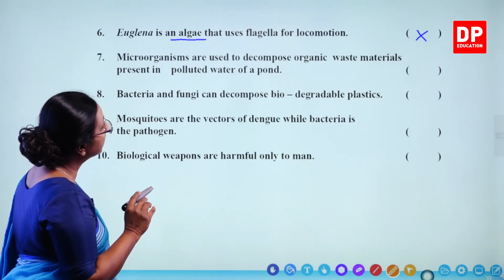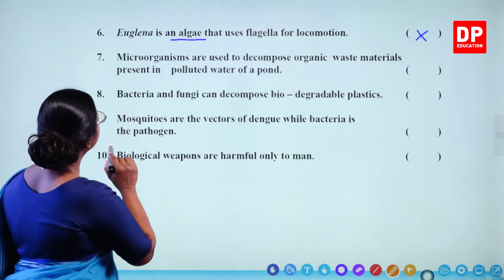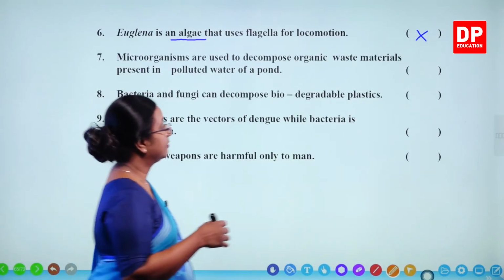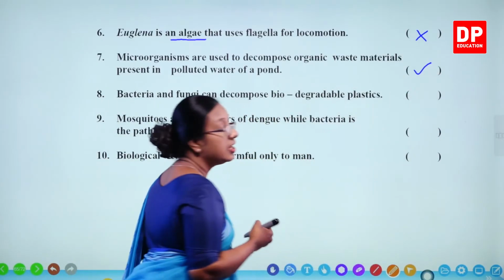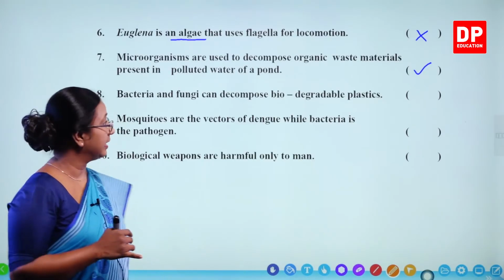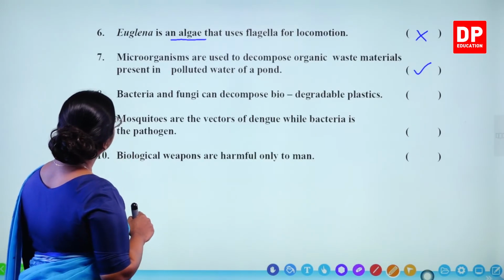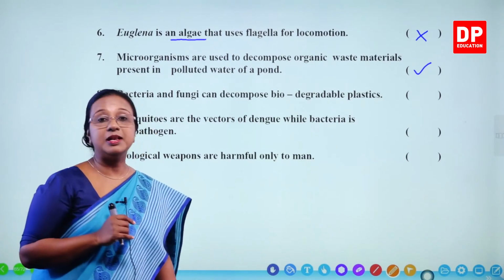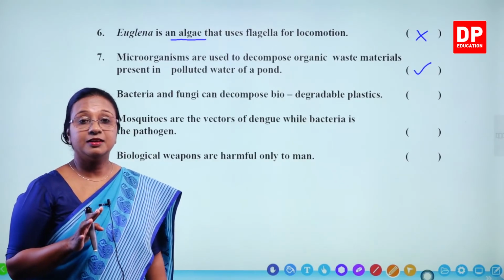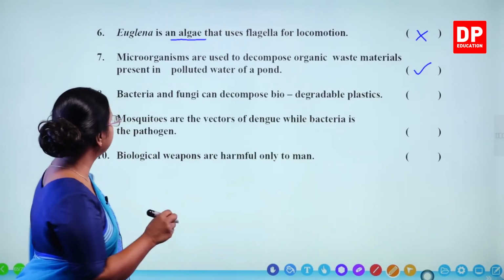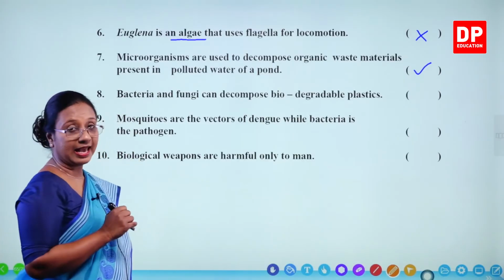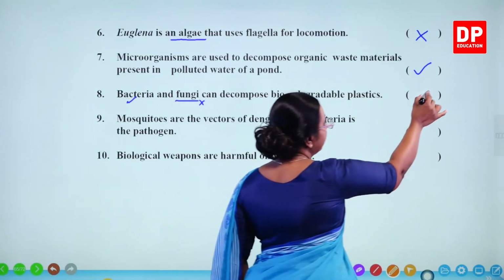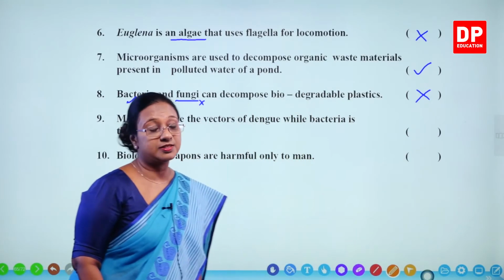Microorganisms are used to decompose organic waste materials present in polluted water of a pond. That is correct. We use microorganisms to decompose organic waste materials. Then the eighth one. Bacteria and fungi can decompose biodegradable plastic. Is that correct? No. Why is that? Because it's only bacteria that can decompose but not fungus. So, because of that, this statement is also false.